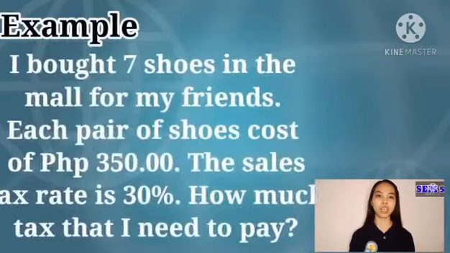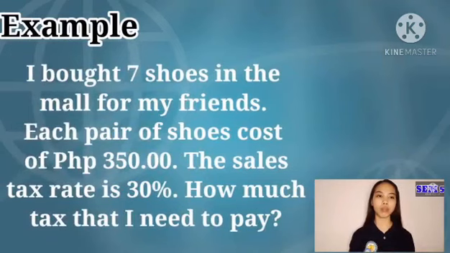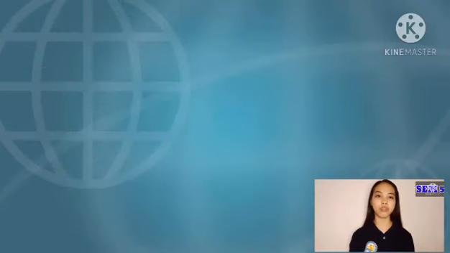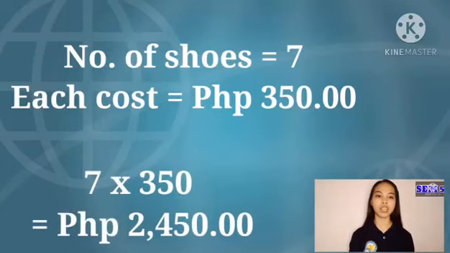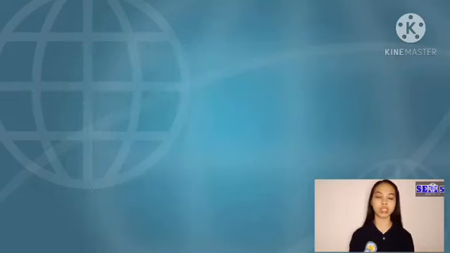For example, I bought 7 pairs of shoes in the mall for my friends. Each pair of shoes costs 350 pesos. The sales tax rate is 30%. How much tax do I need to pay? First, we need to multiply the number of shoes by the cost of each to get the total cost of those shoes. 7 times 350 equals 2,450 pesos.